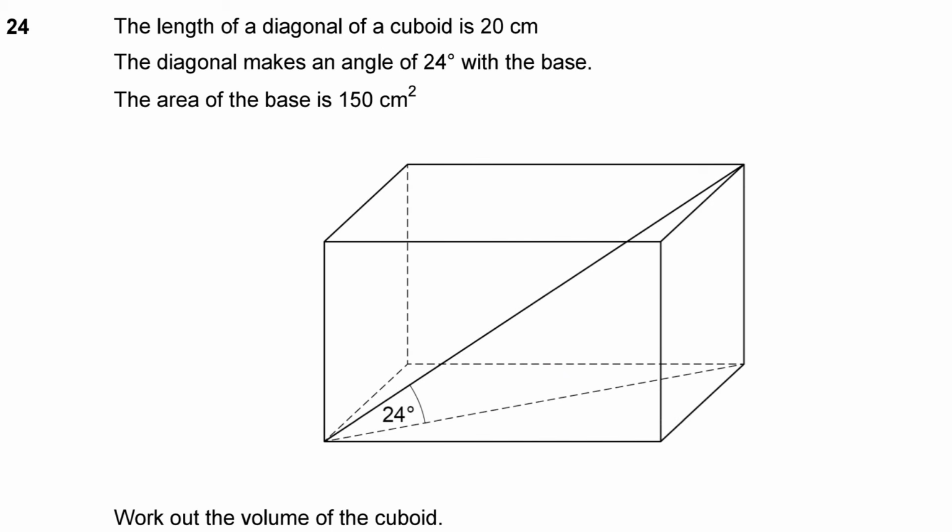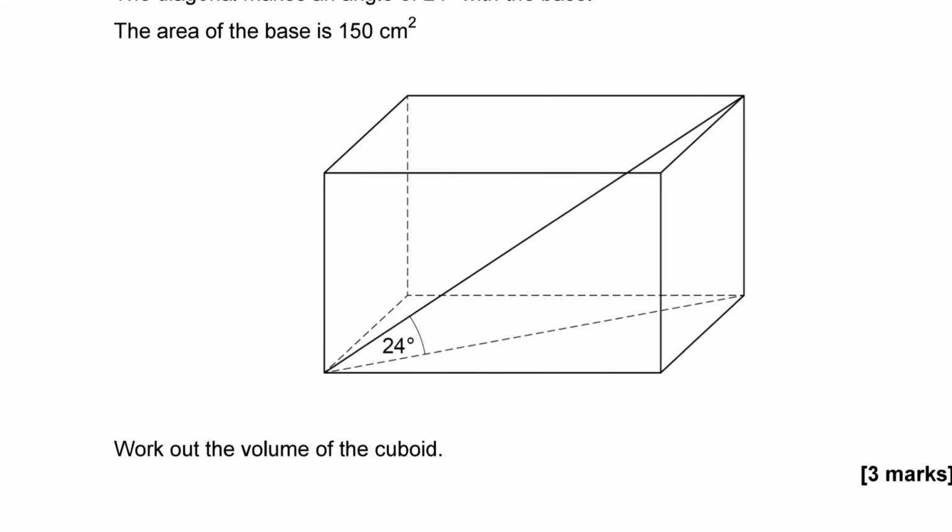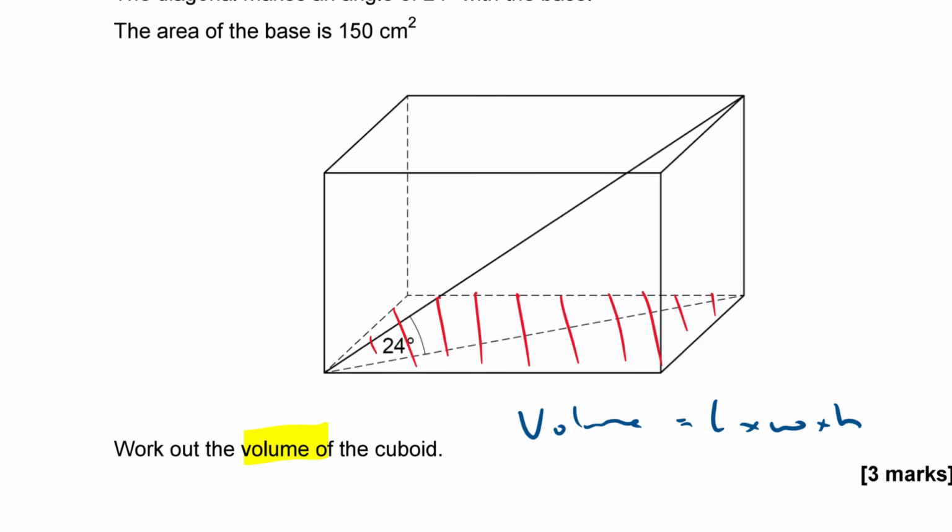Question 24. The length of a diagonal of a cuboid is 20 centimeters. The diagonal makes an angle of 24 degrees with the base. The area of the base is 150 centimeters squared. Work out the volume of the cuboid. Okay, now do you remember what the formula for the volume of a cuboid is? Volume is just length times width times height, isn't it? So we've already been given the base of this cuboid. We're told that the base, this bit down here, has an area of 150 centimeters squared.